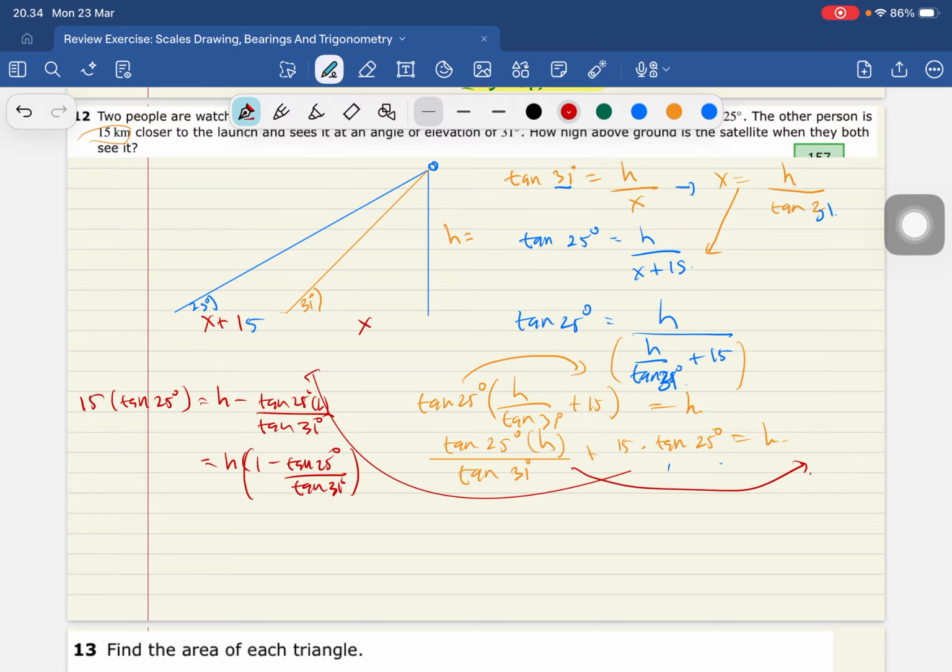So we can divide. The left side is still 15 tan of 25 degrees. So h equals 15 multiplied by tan of 25 degrees, divided by 1 minus tan of 25 degrees divided by tan of 31 degrees. To find the height, you need a calculator. So the height h is going to be 31.27 kilometers. That is number 12.